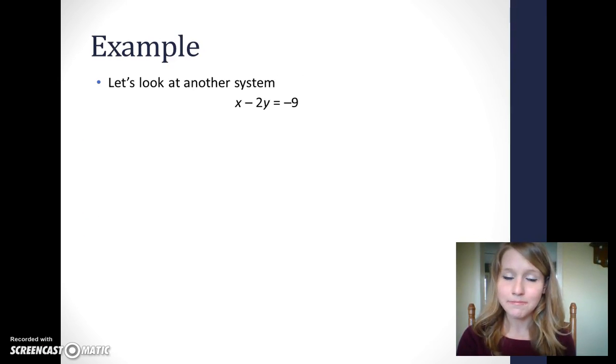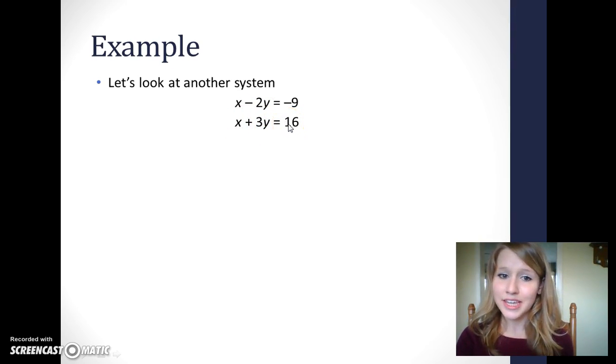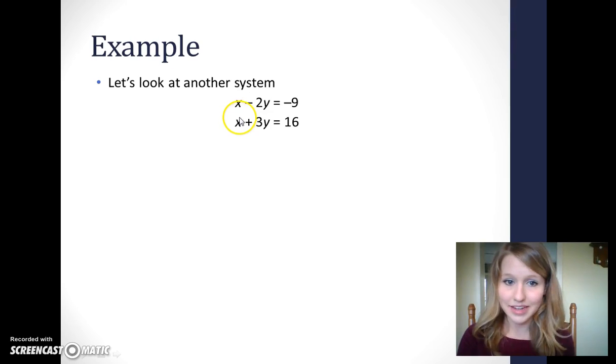Another example here, we have the system of equations x minus 2y equals negative 9 and x plus 3y equals 16. So if we're looking at it from the viewpoint of we need to add down and cancel something out, well, if we add down here, we get 2x. If we add down here, negative 2 plus a positive 3 would give us 1. Nothing cancels out. So if one of them was negative and we added down, then our x's would cancel out.